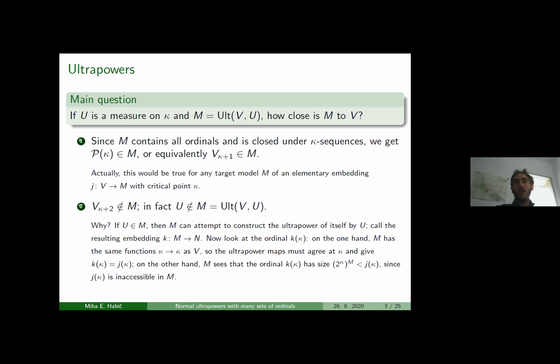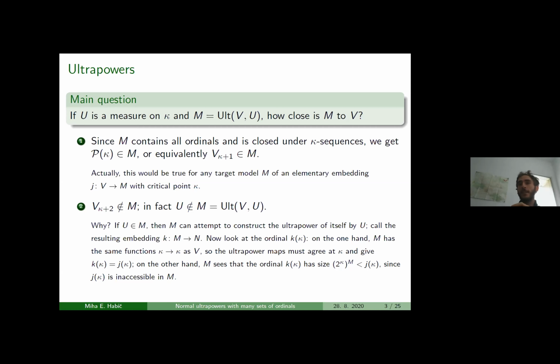On the other hand, already at the next step, M will be incorrect. So V_{kappa+2} is not an element of M. So what M thinks V_{kappa+2} is, is wrong. And in fact, we have a concrete reason why M is wrong about this computation. This measure U that M arose from is never an element of the ultrapower. If you've never thought about this, it's a very fun exercise to go through.